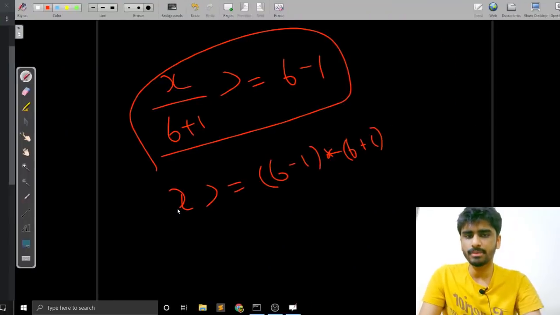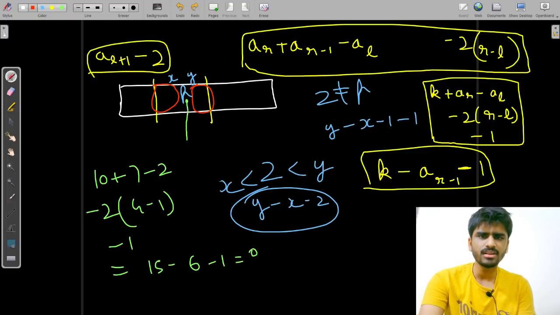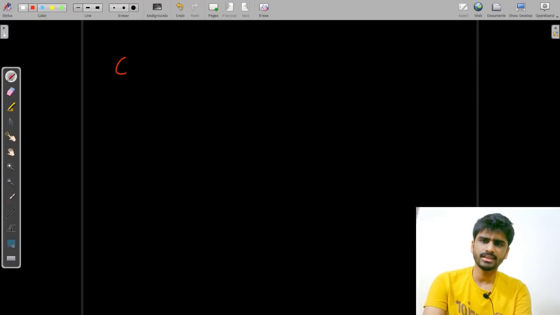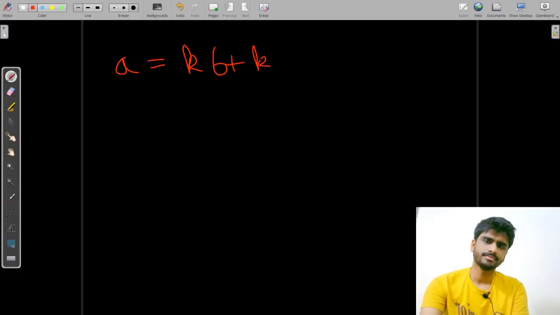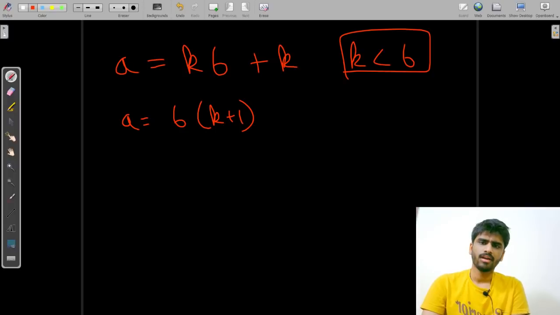I was stuck with the implementation part, but let me explain the central logic behind this. Central logic was simple. A should be of the form KB plus K, right? Where K is smaller than B. So you can write it as A equal to B into K plus 1, and that's what we want. We want all pairs B comma B into K plus 1.